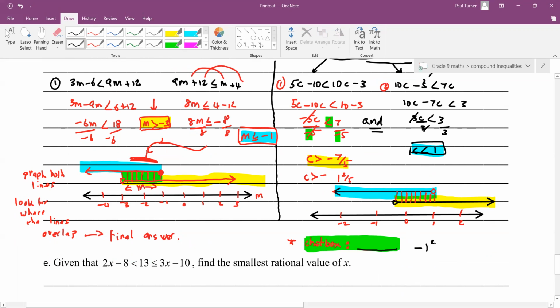So you should get for your final answer negative 1 2/5 less than C, because that's our variable, C, less than 1. Okay, so that would be your final answer in green. I'd have to go back and check what you wrote there. Anyway, so that's your answer. And it's done exactly the same way as this question over here.